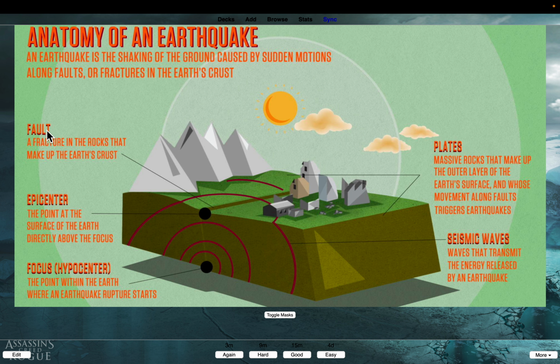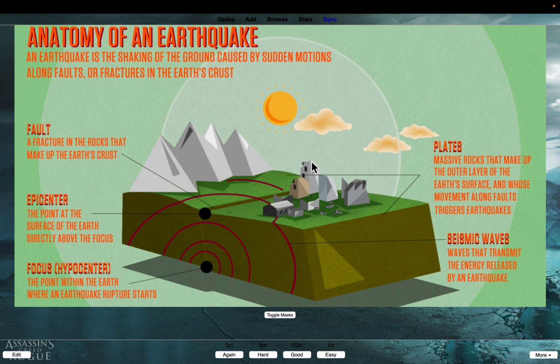This is called a fault. This is a fracture in the rocks that make up the Earth's crust. This is the epicenter. It's basically the location above the focus. The focus, on the other hand, is the point within the Earth where an earthquake rupture starts.